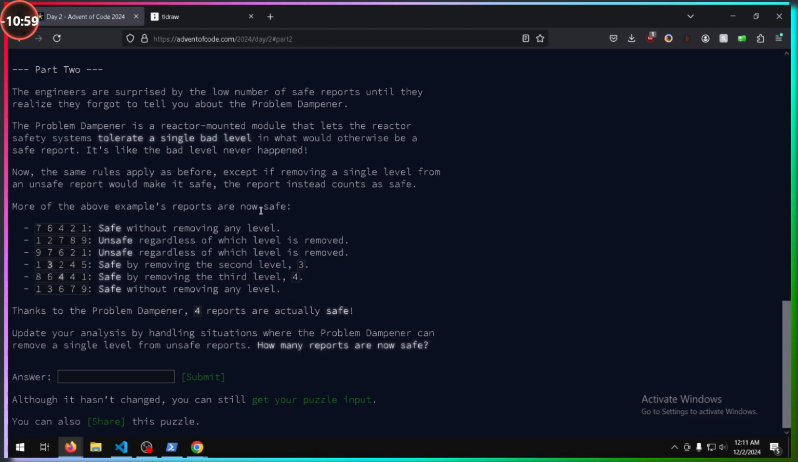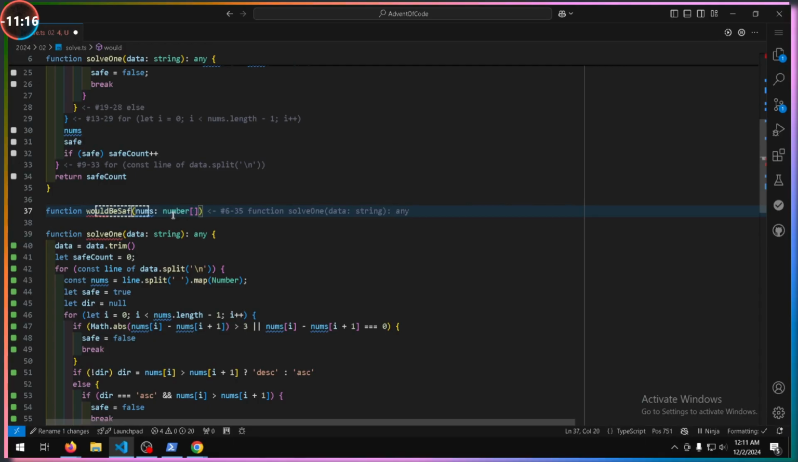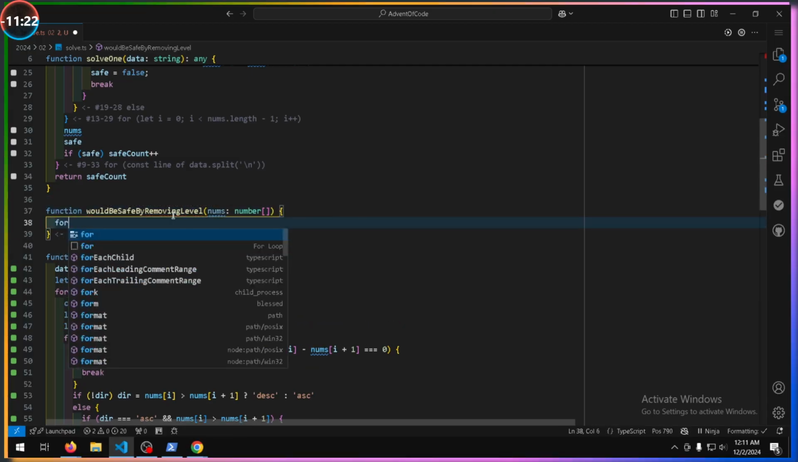Wait a minute. It just says removing a level. I don't have to find the best level to remove. Okay, great. I just need to be like, hey, you're off by 1. Safe would be safe by removing a level.